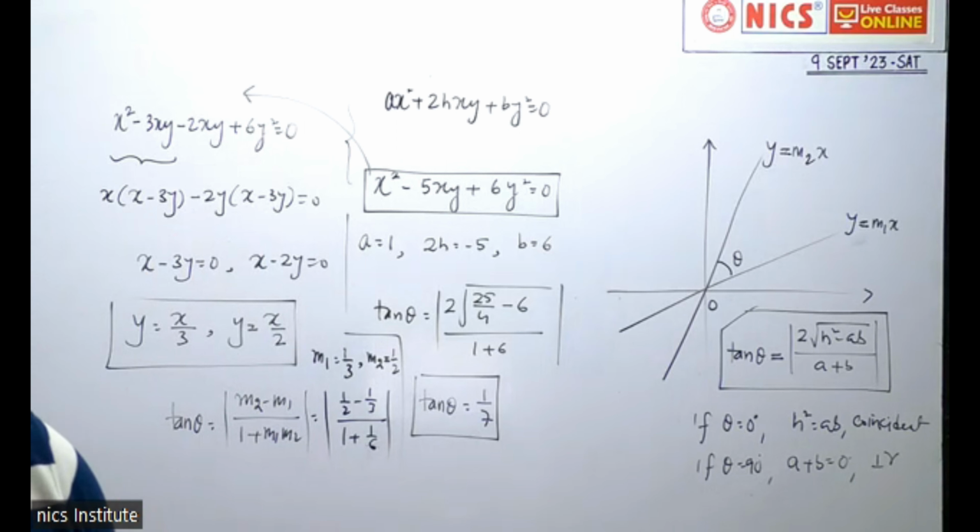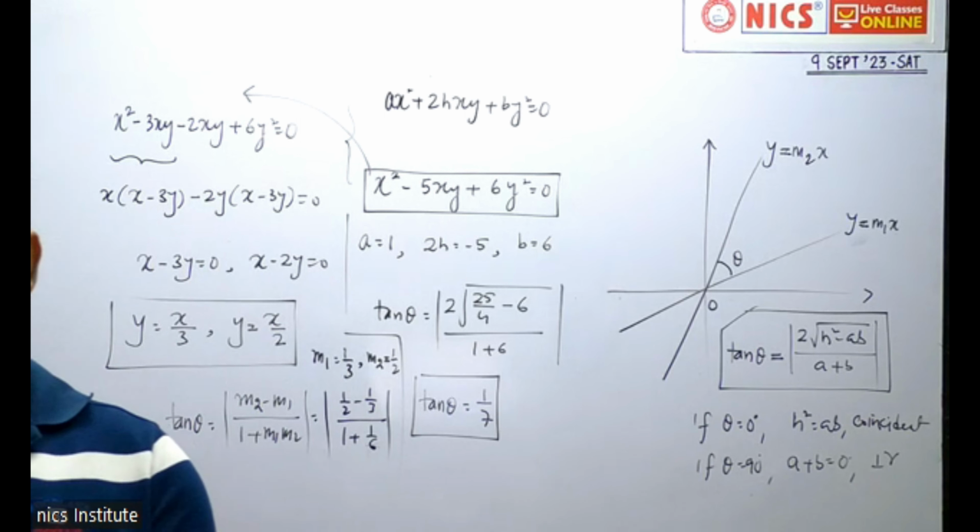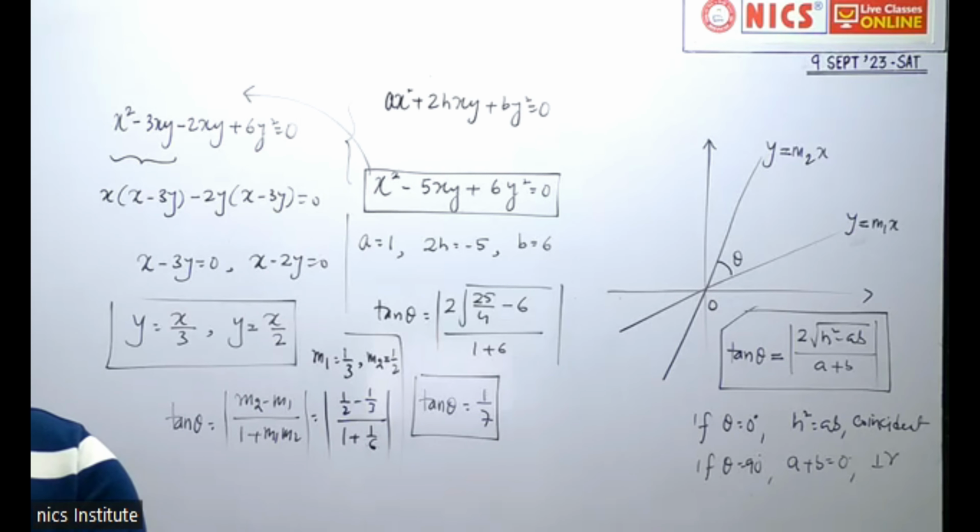So whenever we've been given a combined equation, we can separate it into two lines and vice versa also. If you multiply these two lines, you'll get the combined equation. Both the things are possible.